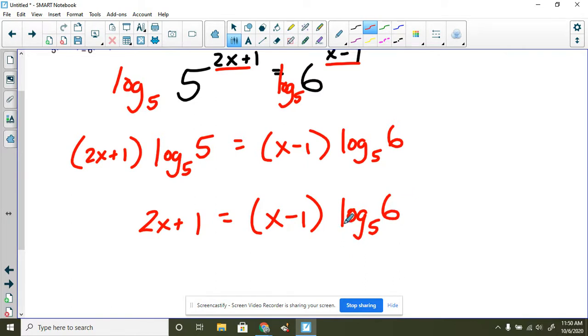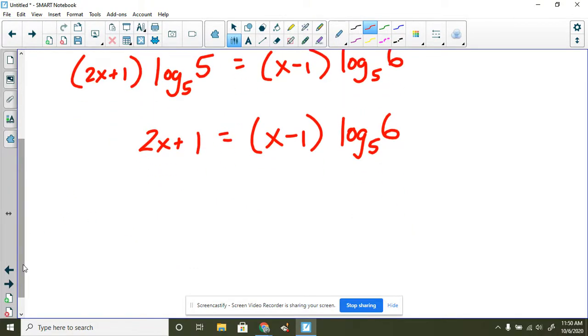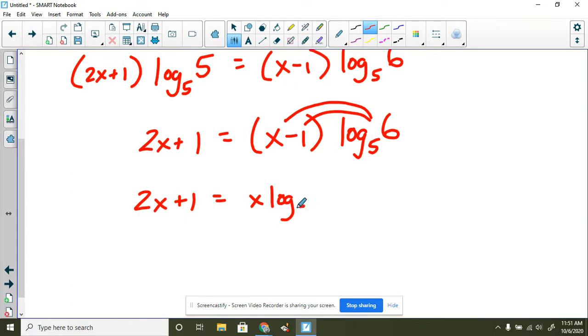Something to keep in mind: this logarithm is a number. And if I'm solving for x, to get this x term all by itself is a little bit of work. You have 2 choices. If you want to get the x terms together, you may have to distribute this into this quantity. So now we have 2x plus 1 equals x times the log base 5 of 6 minus the log base 5 of 6. So we have an x term, a really horrible looking x term, and we have a non-variable term. Remember, this is equal to a number.